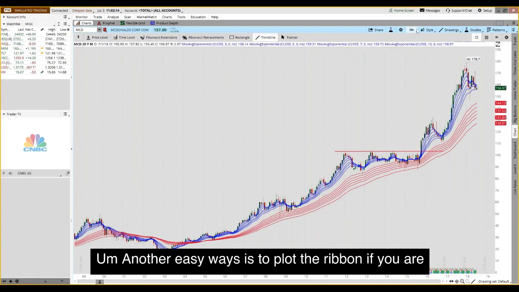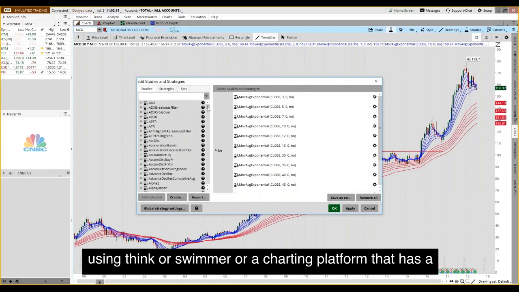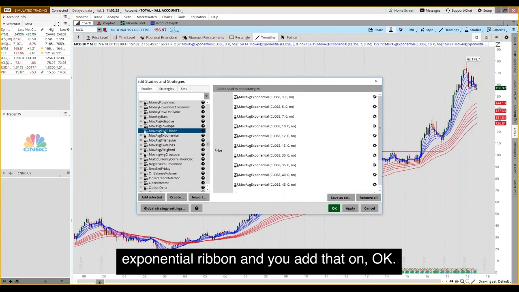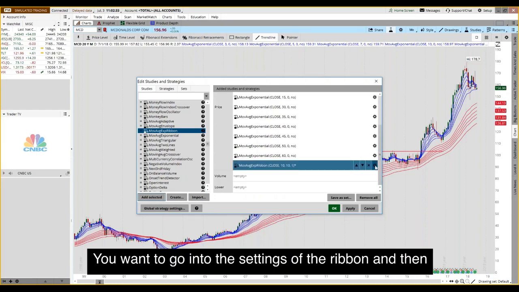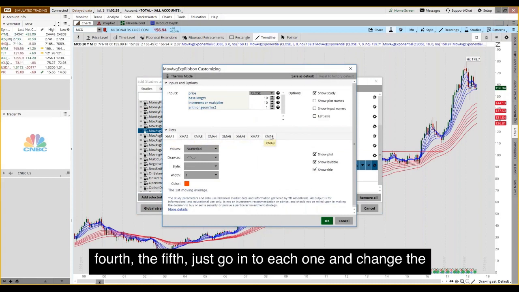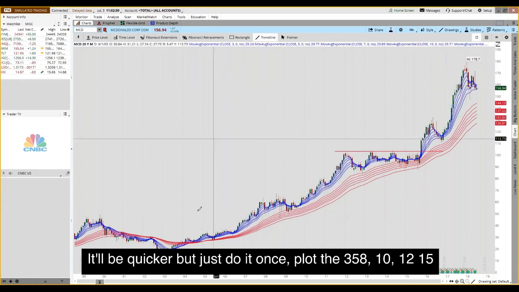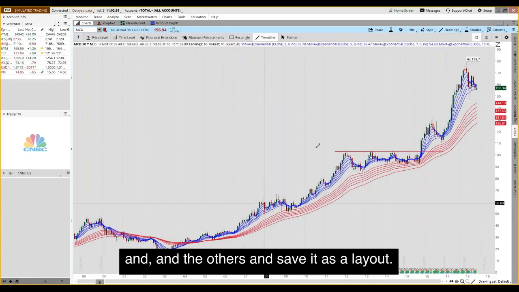Another easy way is to plot the ribbon. If you are using Thinkorswim or a charting platform that has a moving average ribbon, like here, moving average exponential ribbon, and you add that on, okay, you want to go into the settings of the ribbon and then see here, this is one, the second one, the third, the fourth, the fifth. Just go in to each one and change the length, change the multiplier and so on, and just do it that way. It'll be quicker. But just do it once. Plot the 3, 5, 8, 10, 12, 15, and the others, and save it as a layout.